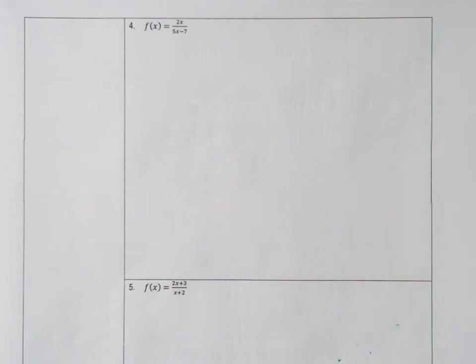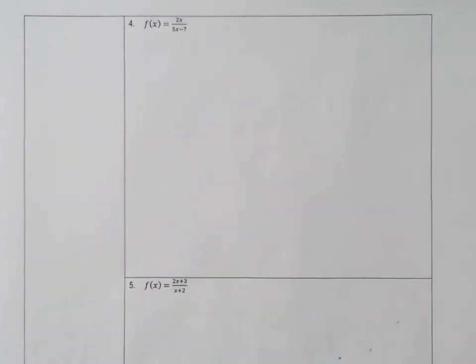So if you did not watch part 1, please make sure you go back and watch part 1 because these problems definitely ramp it up in terms of difficulty. Okay, so 4 and 5 are just, again, asking you to find the inverse and then find the domain and range of both the original function and the inverse.